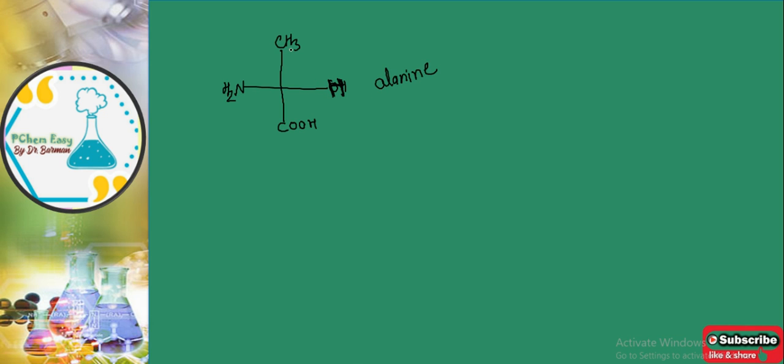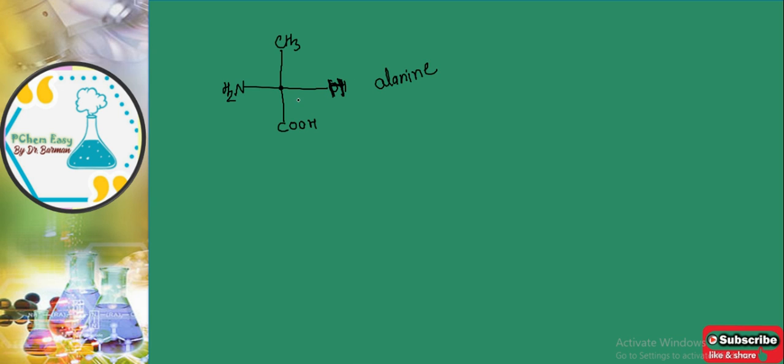If this methyl group is replaced by hydrogen, that would be glycine, and glycine doesn't have a chiral center because for a compound to be chiral, it must have four different groups. In the case of glycine, it will have hydrogen here. So see, one hydrogen, two hydrogen. This is the carbon which will have two similar atoms or groups, so it will not be a chiral amino acid. So this is the structure of alanine.